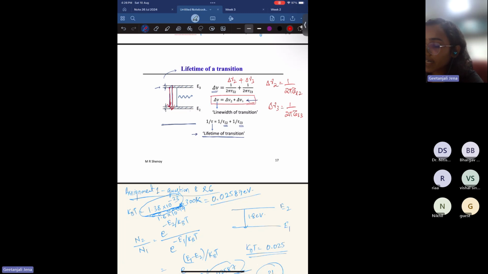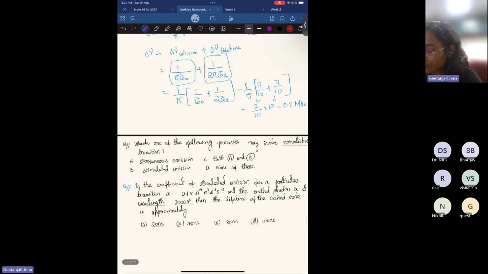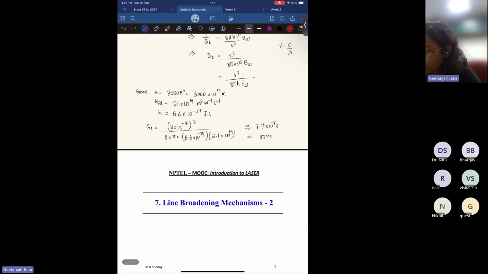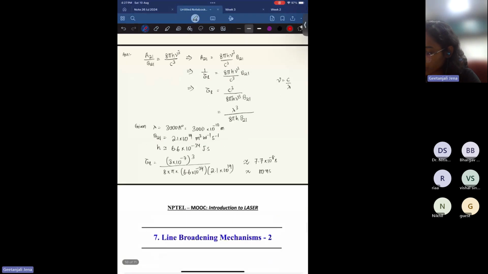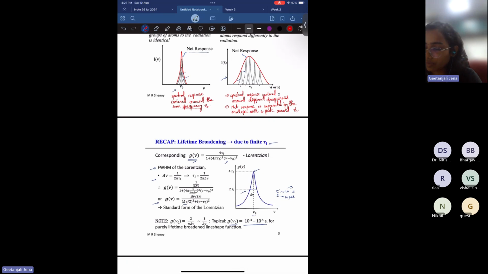From that, you can easily find out the lifetime of this transition, which is 1 by tau equal to 1 by tau L2 plus 1 by tau L3. In this way, you can find out the lifetime of a given transition. So this is all about one of the homogeneous broadenings, which is lifetime broadening. Before that, let us go through two problems, then we will discuss the collision broadening as well as the Doppler broadening.